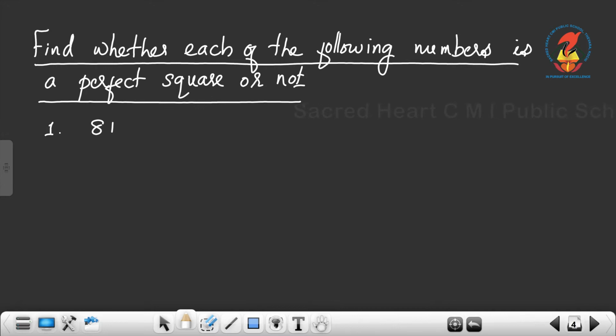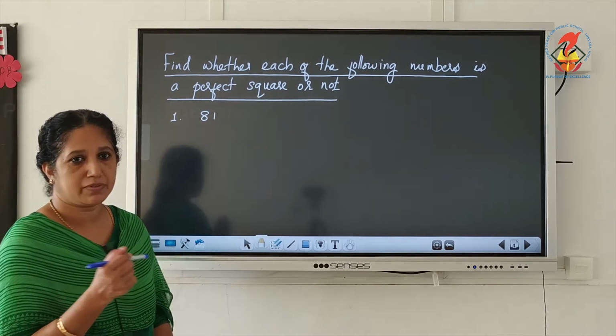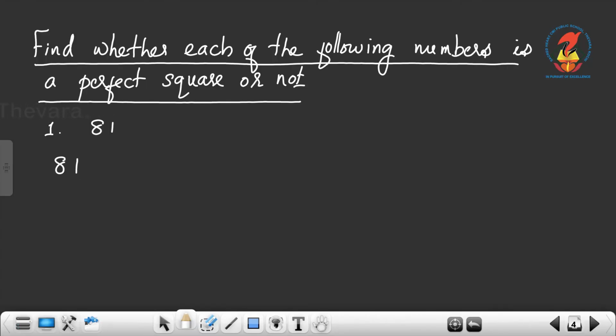Now, next, find whether each of the following numbers is a perfect square or not. So, which method we are going to apply? Repeated subtraction method. So, the number is 81. We know that 81 is a square number, but using repeated subtraction method, we will show that 81 is a perfect square number. Now, what we have to do? We want to subtract the odd numbers starting from 1 onwards: 1, 3, 5, 7, 9, 11, 13, etc. And lastly, you have to get 0.